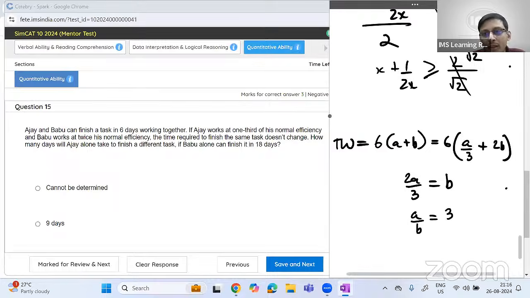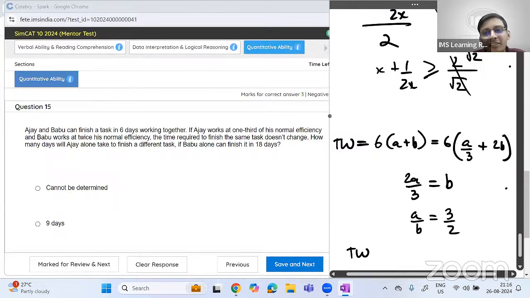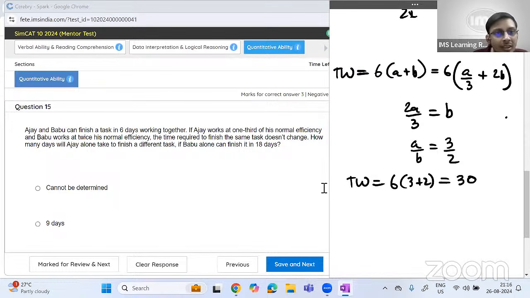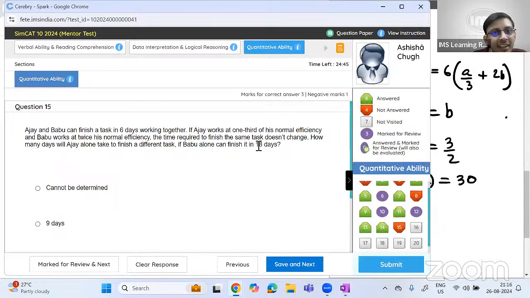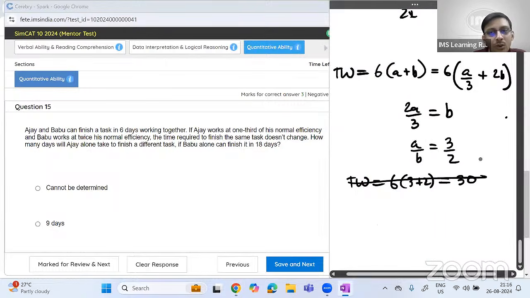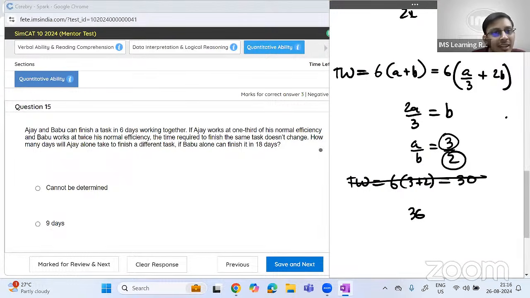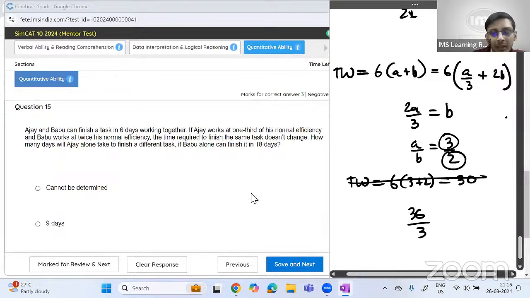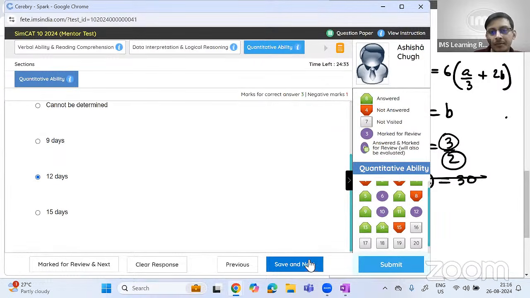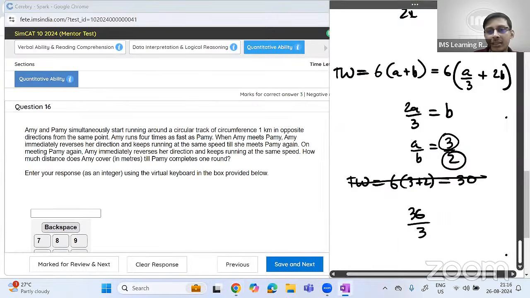The A by B ratio will be 3 by 2. Now I can just assume A to be 3 and B to be 2. So total work is 6 into (3 plus 2), 6 into 5, which is 30. Now, for the different task, B can finish in 18 days, so work is 18 into 2, 36. Therefore A will take 36 by 3, which is 12. Yeah, 12 is correct. Okay.